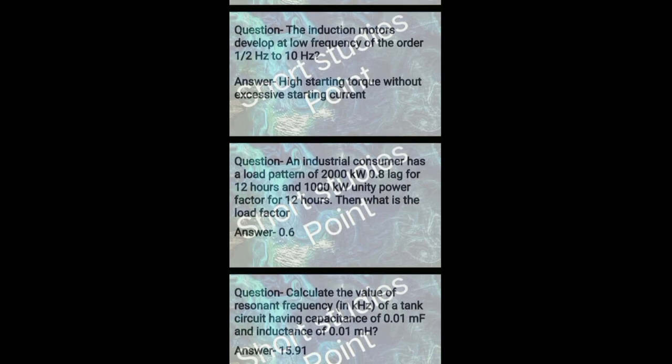Answer, 0.6. Next question, calculate the value of resonance frequency of a tank circuit having capacitance of 0.01 microfarad and inductance of 0.01 microhenry. Answer is 15.91. Question, what is the characteristic of common collector configuration amplifier with respect to the input and output impedance? Answer, high input and low output impedance.